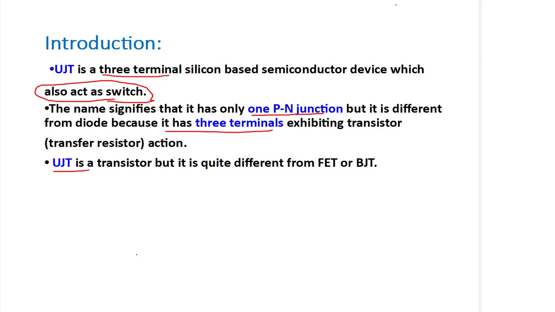The UJT is a transistor, but it is quite different from the BJT. UJT has a single junction, but BJT has two junctions. UJT is used as a sawtooth wave generator, but BJT we do not use as a sawtooth wave generator. This is the basic difference. Next we will discuss the structure of the UJT.